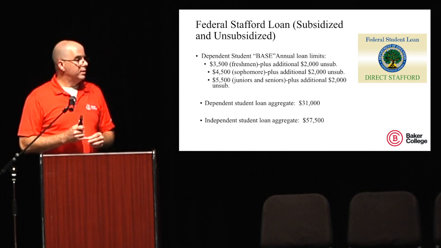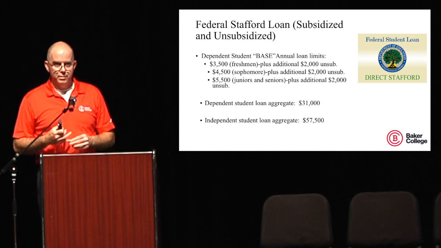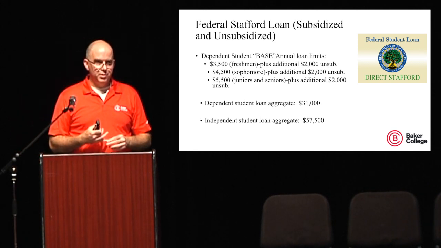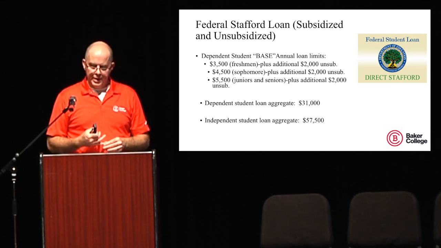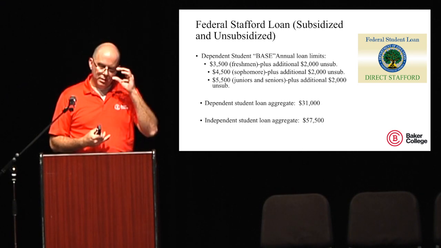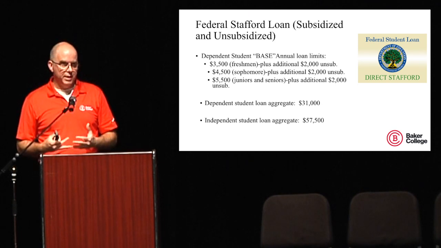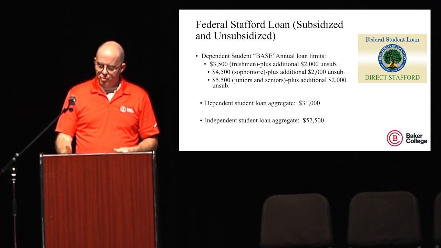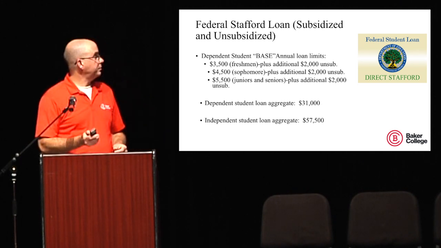There's a cap to the amount of money that your student can borrow in their undergrad studies. A dependent student can borrow up to $31,000 in their own name in their undergrad studies. No more than $23,000 of that can be subsidized. If your student is an independent student for financial aid purposes, they can borrow up to $57,500, and again, no more than $23,000 of that can be subsidized.